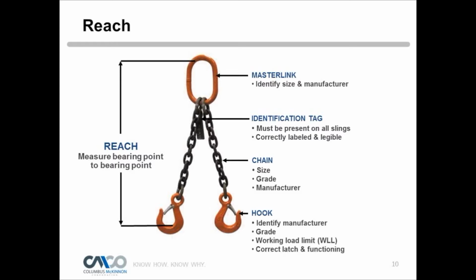Just other things to consider, we do need to know the size of the master link, and we surely want properly identified links. So every component on a sling is properly identified from the chain down to the hooks. Everything has identification on it, and a sling has to have an identification tag and has to be labeled correctly. We have other training that offers how to do this properly in our Qualified Rigger course, which we'll talk about at the end of this program, that if you want more training on that, we certainly can help you out.